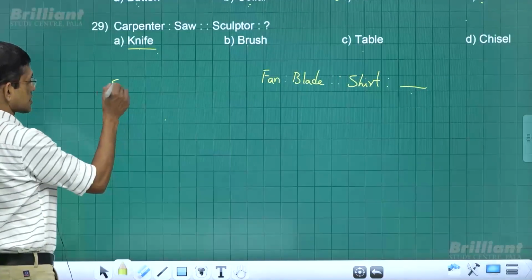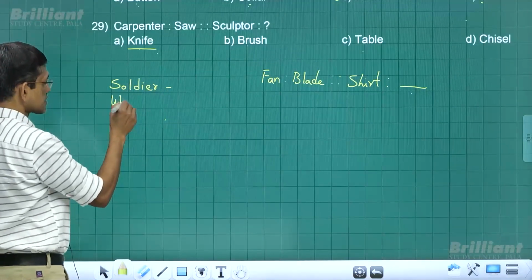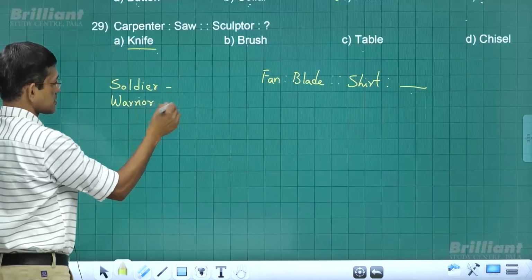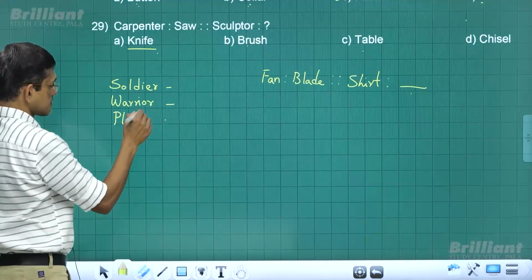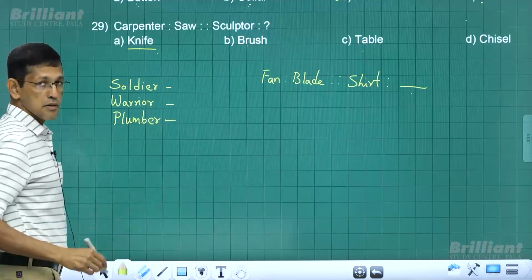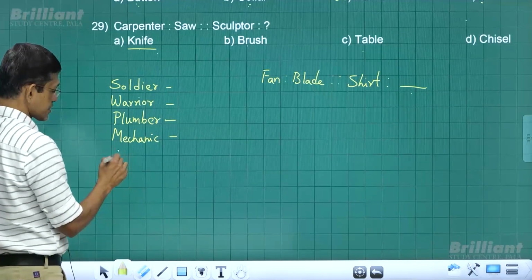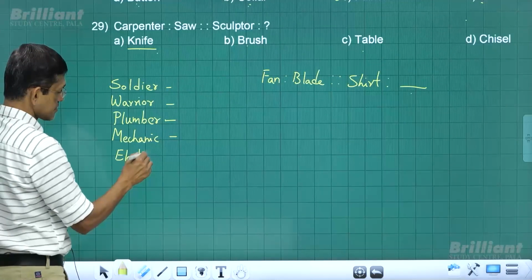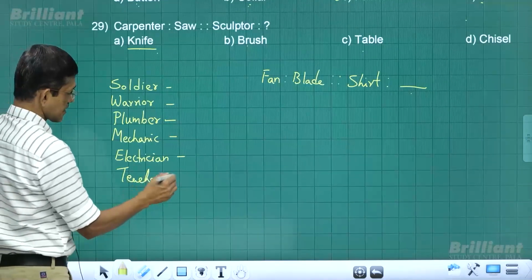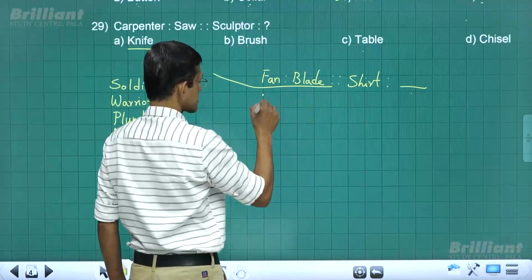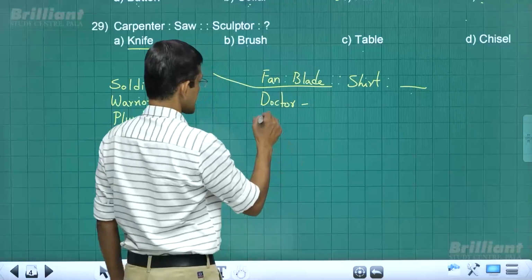For example, a soldier. Soldier is to what? Warrior. It's pretty much a reminder of some of the items we have discussed, and there could be new items as well. Plumber. What is the tool of the plumber? Mechanic. Electrician. Teacher. Well, doctor. What is the tool of the doctor? Surgeon.